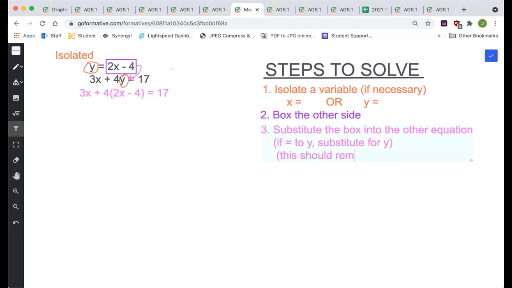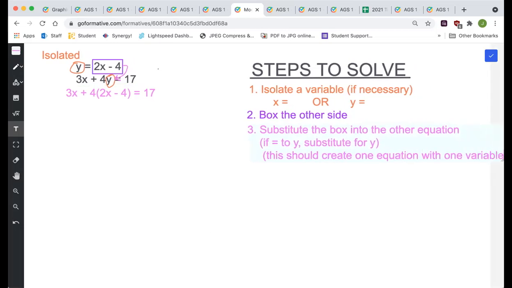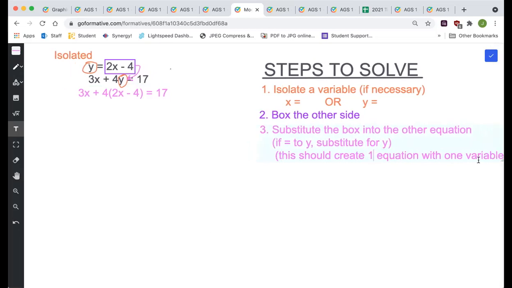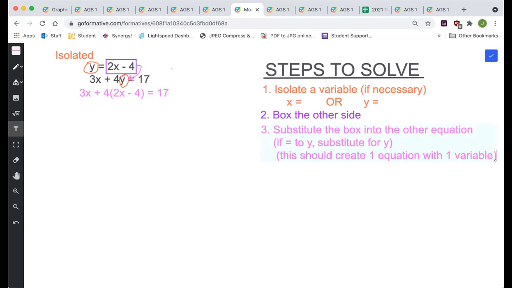Write ourselves a reminder. This should be an equation with one variable. Okay. So we've created this equation that only has x's in it. And guess what we get to do next? If we have an equation that only has one variable, we now know how to solve that equation. So step 4, solve the equation. Right? So that equation work that we did earlier in the year, still using it.